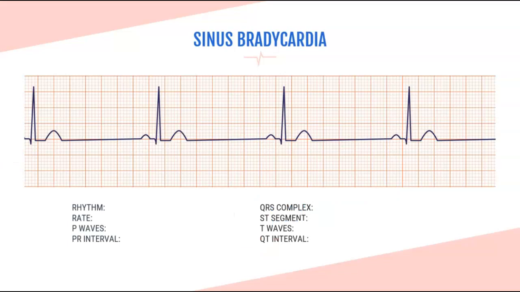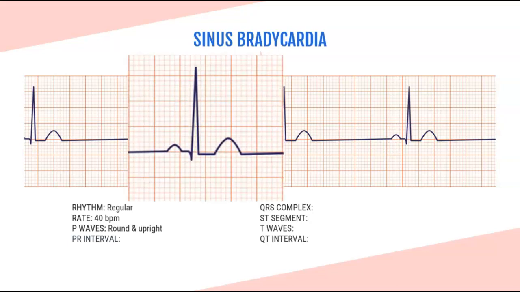Sinus bradycardia essentially looks like normal sinus rhythm, except the heart rate is less than 60 beats per minute. So let's interpret the EKG using the 8-step process. The rhythm is regular because each of the R to R waves are spaced out evenly. The rate will be 40 beats per minute because there are 4 R waves. If you multiply that by 10, it gives you 40 beats per minute. The P waves are round and upright and equal throughout.